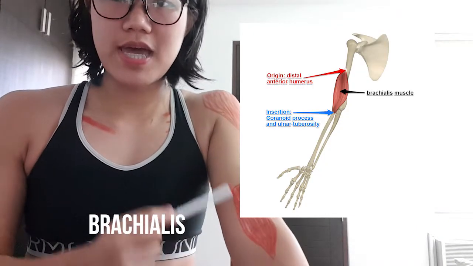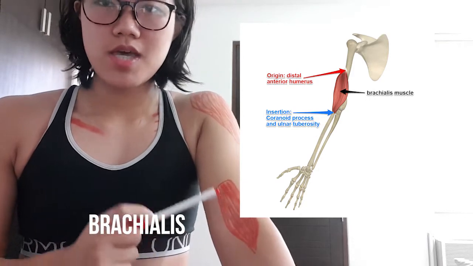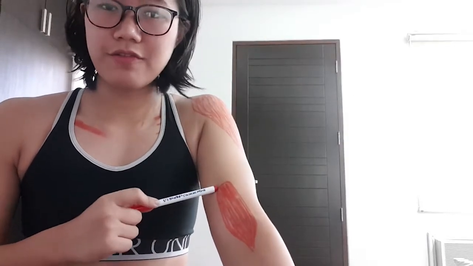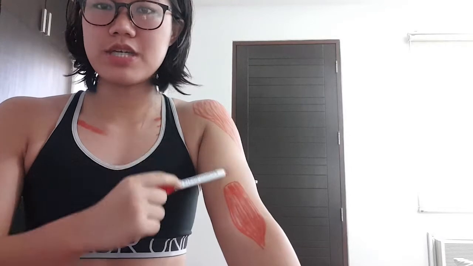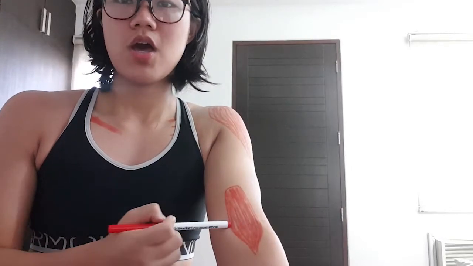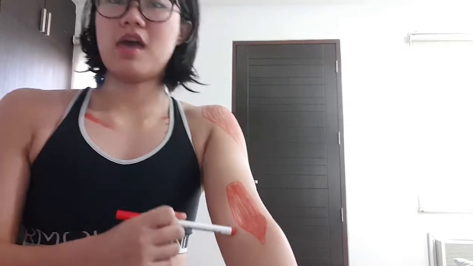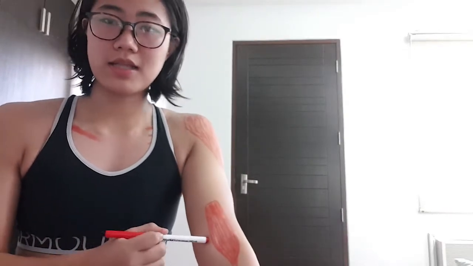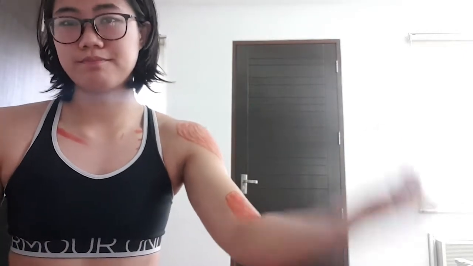This is the brachialis muscle. It originates at the distal half of the anterior surface of the humerus, and the insertion is at the coracoid process of the tuberosity of the ulna, and the action of the brachialis is the flexion of the forearm.